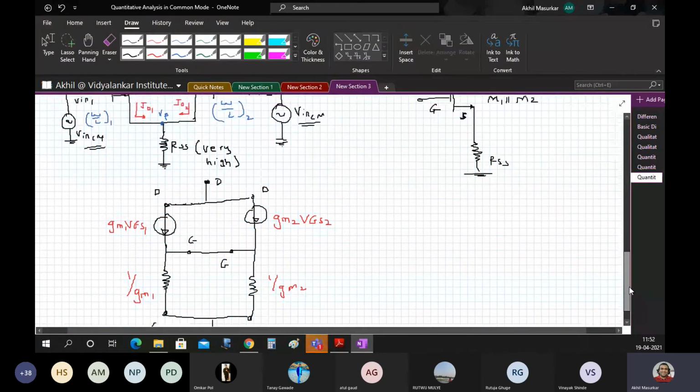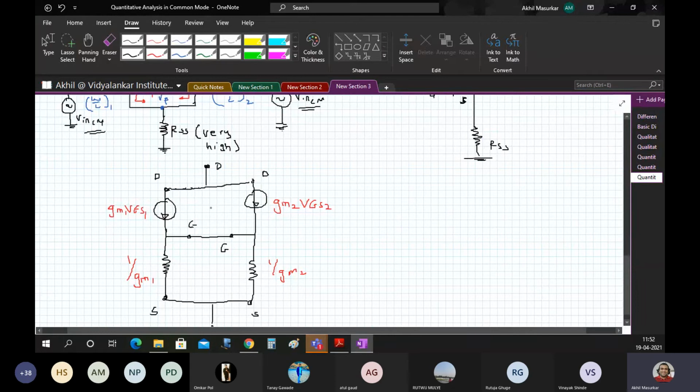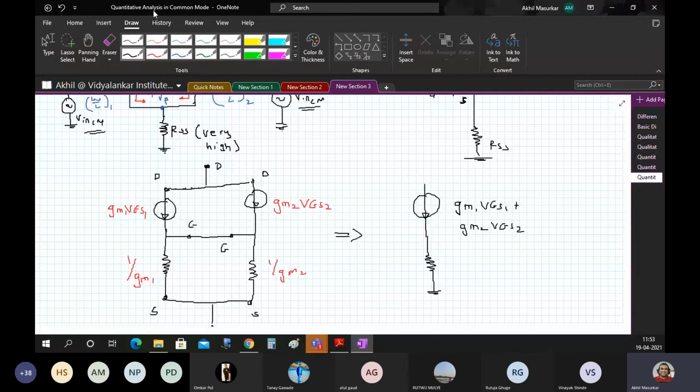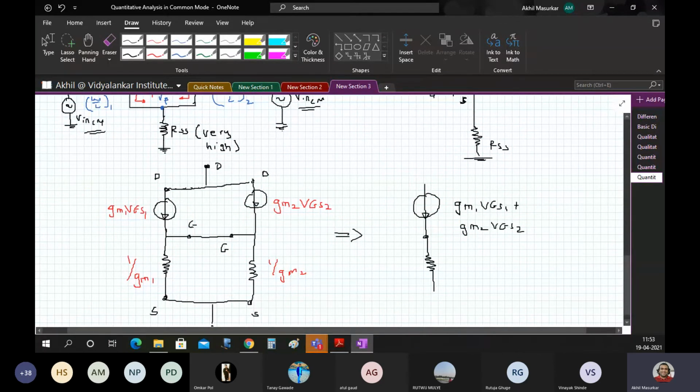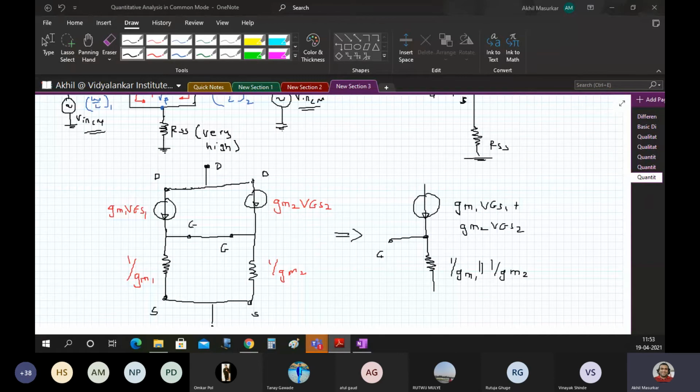So here, what you can see is that in the top circuit, two current sources are in parallel. Two current sources are in parallel means this will be gm1 VGS1 plus gm2 VGS2, and this will be your gate, and this is 1 by gm1 parallel to 1 by gm2.